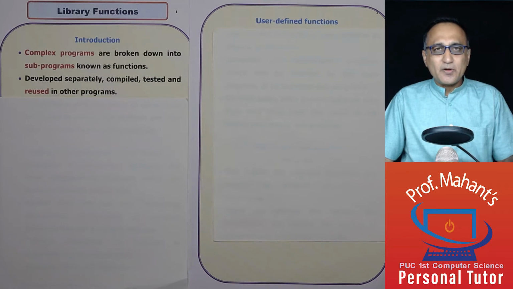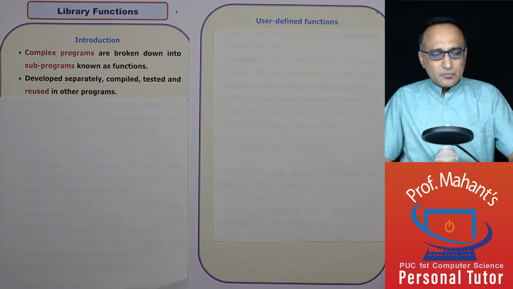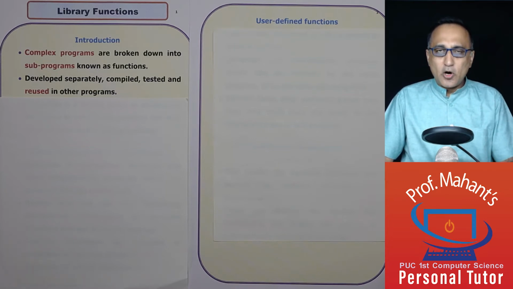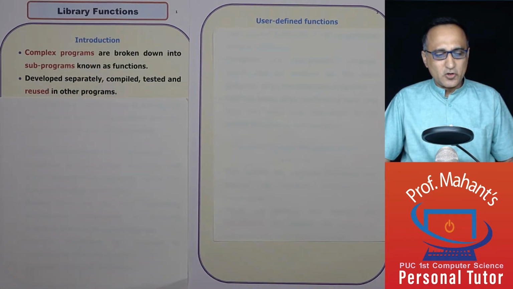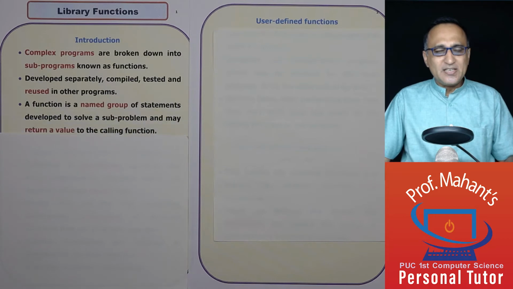Suppose you had to develop your own square root or absolute value, it would take a lot of time and waste your effort, because these are things which are very frequently required. If they are already available, you can assemble your program very fast and provide a solution. Now, complex programs are also broken down into subparts known as functions or subprograms. So what is a function? A function is also a program and it's given a name.